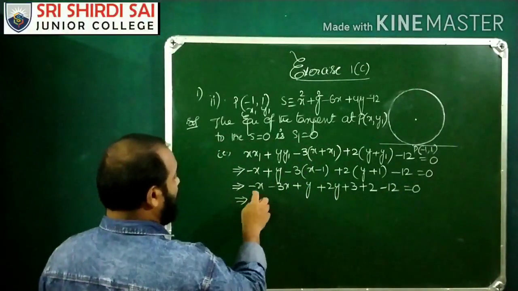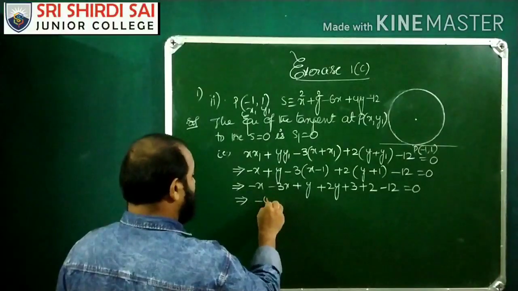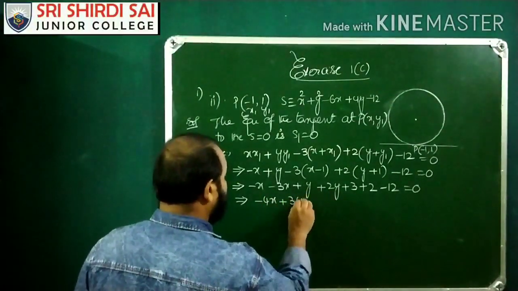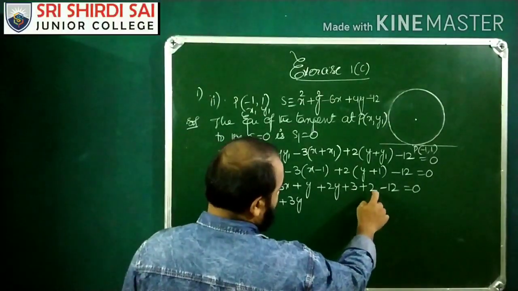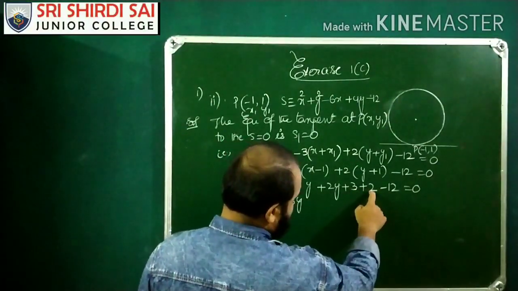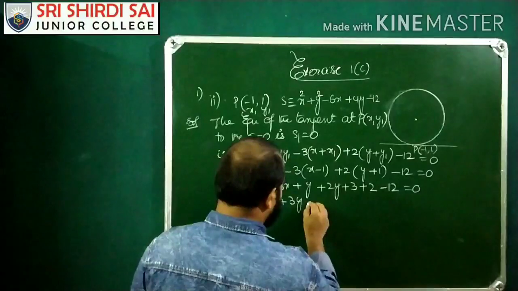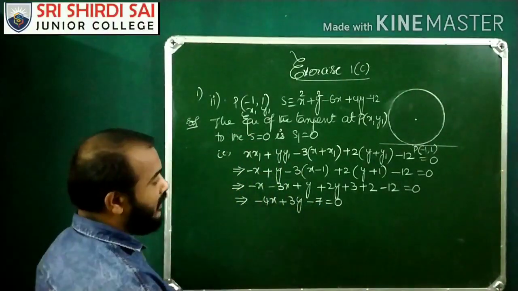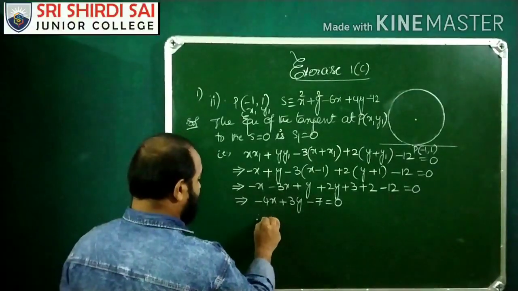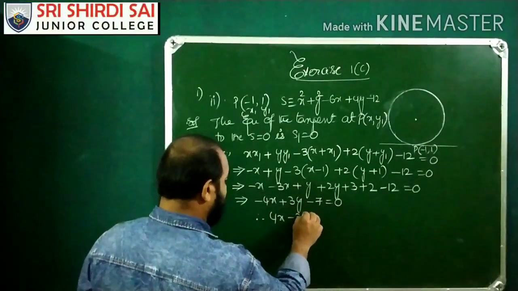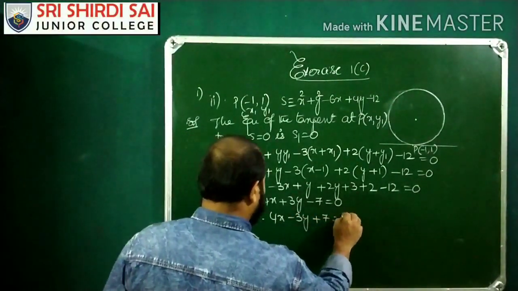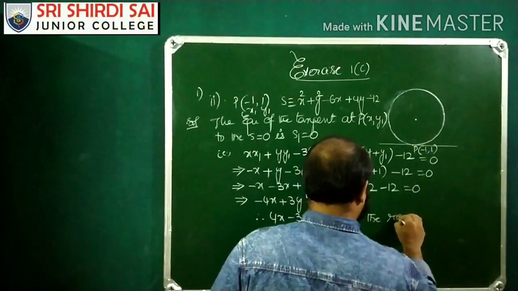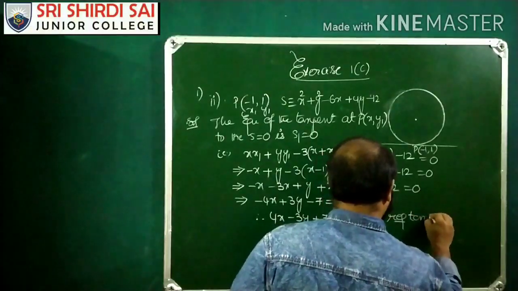So that further implies minus x minus 3x is minus 4x, 2y plus y is 3y. So 3 plus 2 is 5, minus 12, minus 7 equals 0. If we take out minus as a common factor, 4x minus 3y plus 7 equals 0 is the required tangent.